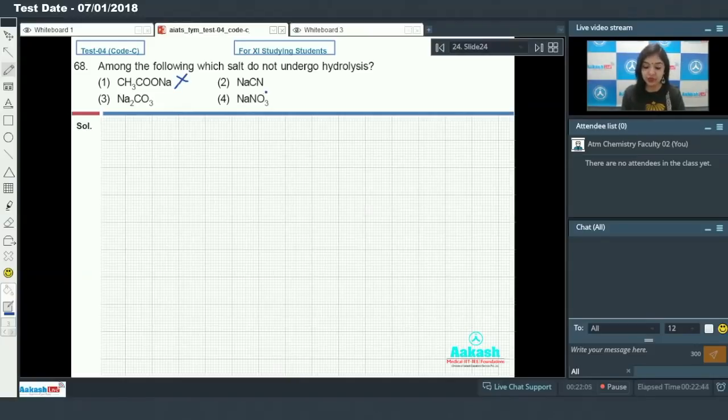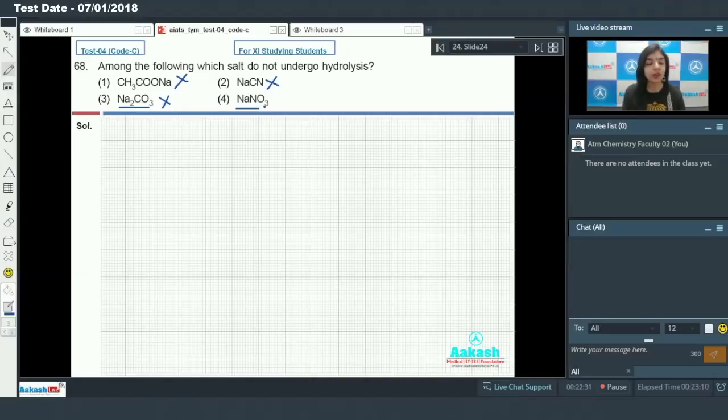Now we have NaCN, which is composed of NaOH and HCN. NaOH is a strong base, but HCN is a weak acid. So CN minus will undergo hydrolysis. So this will not be our answer. Now we have sodium carbonate. Sodium carbonate is composed of sodium hydroxide and carbonic acid. You know that carbonic acid is a very weak acid, so it will undergo hydrolysis. So this will not be our answer.